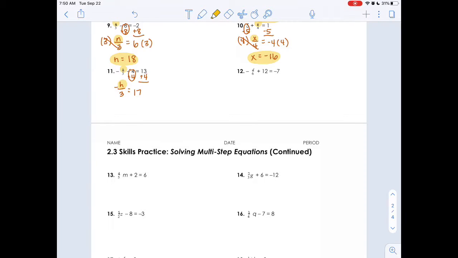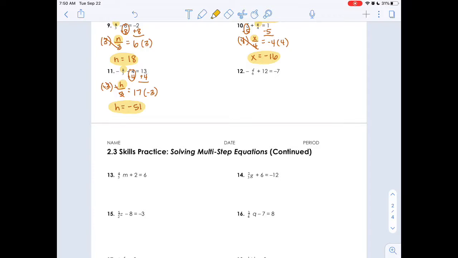The h is still not alone. I want to get rid of the negative and the 3, so I'm going to multiply by a negative 3. That'll cancel the negative and the 3, leaving me with h. And then I'll multiply by negative 3 on the right side. 17 times a negative 3 is a negative 51.